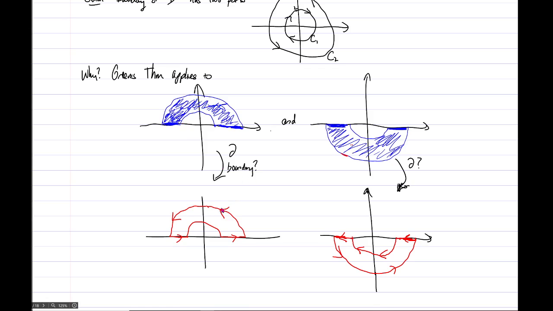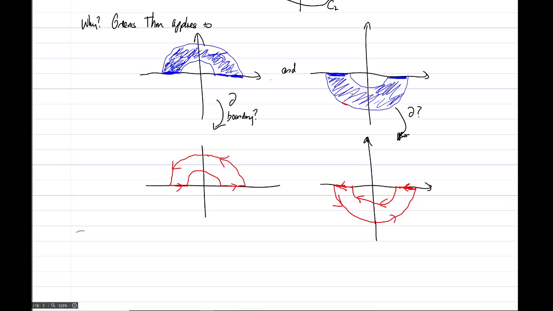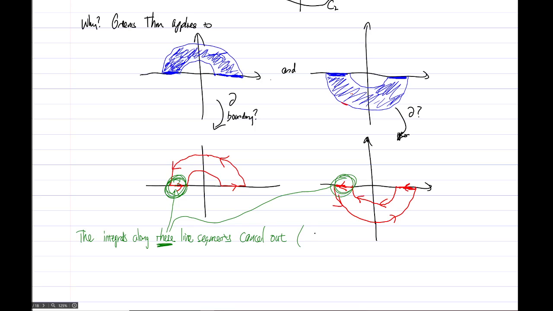And then the thing is, the integrals along these line segments, by which I mean this one here and this one there, cancel out. It's because you've got the arrows in opposite directions. Over here it's pointing to the right, over here it's pointing to the left. So these are arrows in opposite directions.